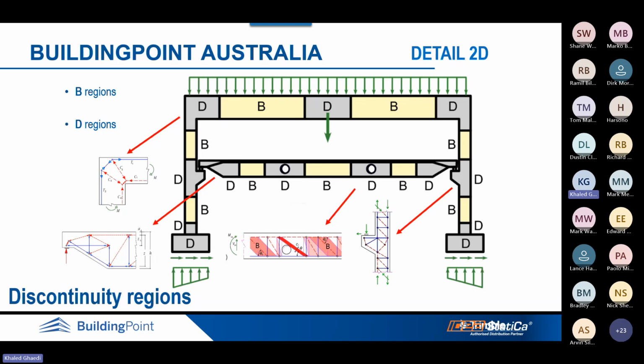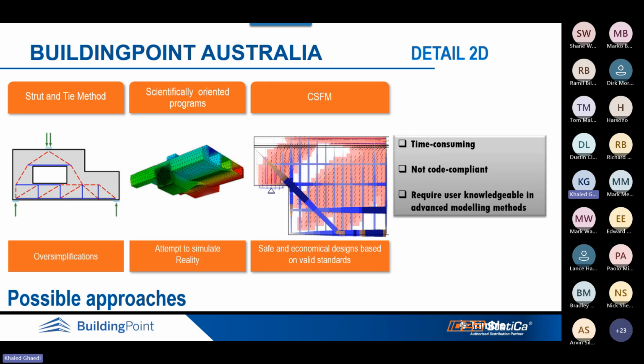So the conventional method that we usually use is the strut and tie method, which is a really oversimplified method, and that's why we usually come up with conservative results. Not only that, we also cannot go through the SLS or serviceability limit checks. So it gives us just the ability to check the result according to ULS checks.